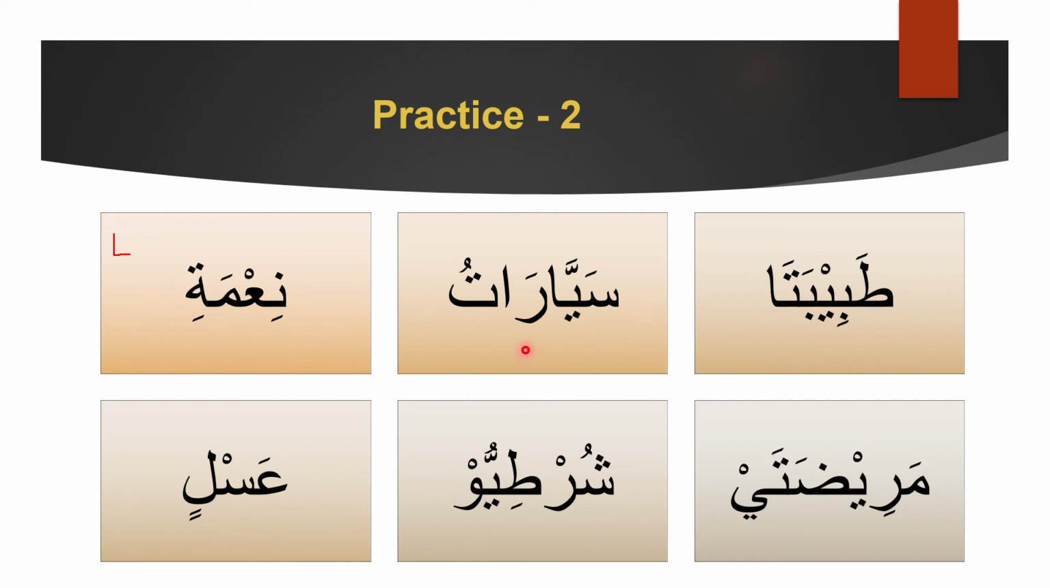Next. Sayyaratu. Sayyaratu. Combination? Yes. Why? The atu sound is here. But it's supposed to be atun. But it's not. Which means the tanween is removed. Which means light.